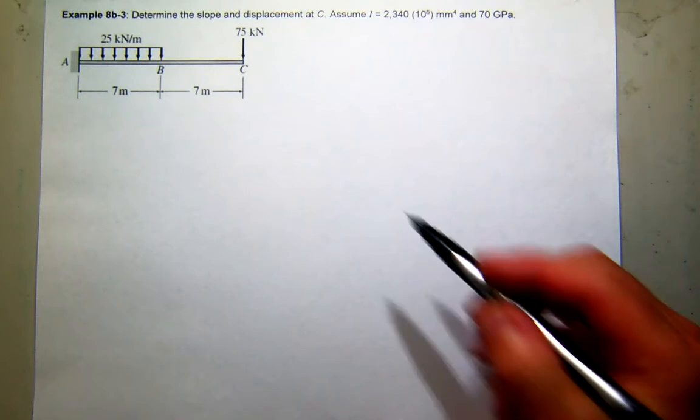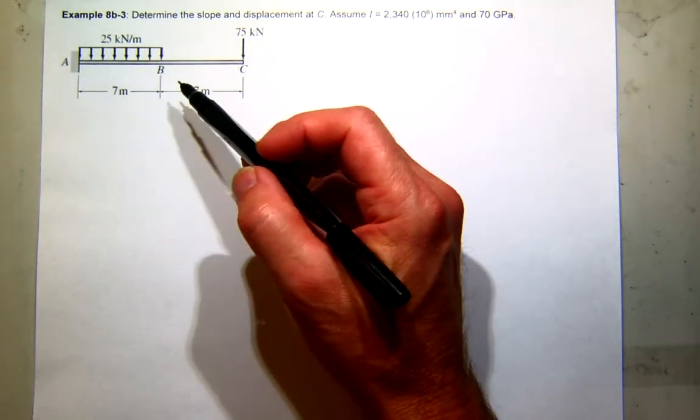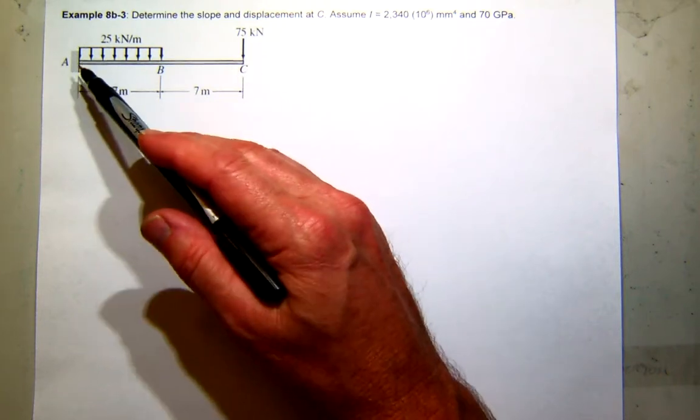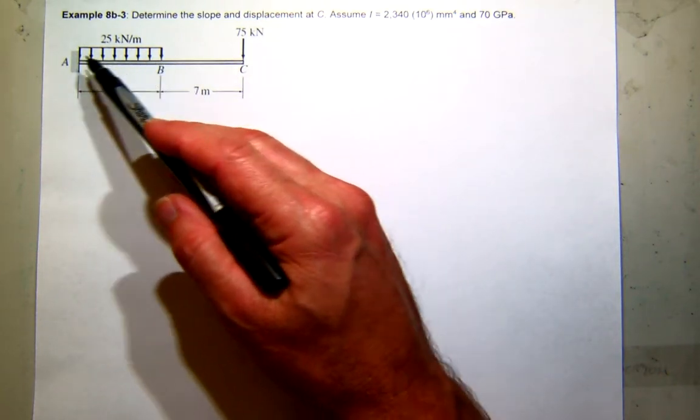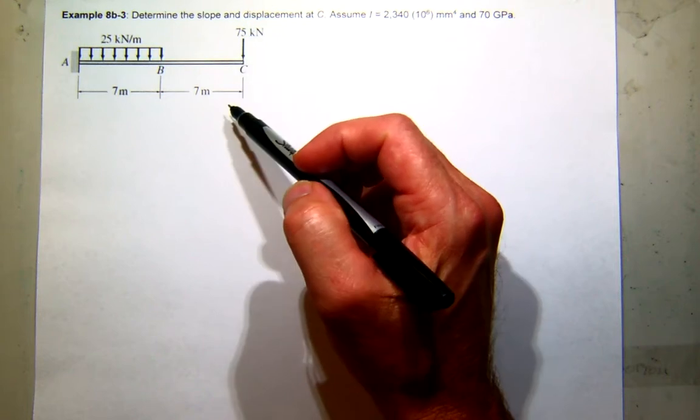All right, so in this problem, we're going to apply virtual work to this cantilever structure. You can see it has a uniform load over about the first half, and then a force applied at the free end.